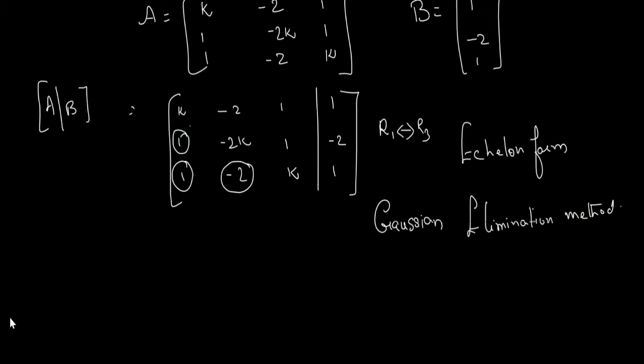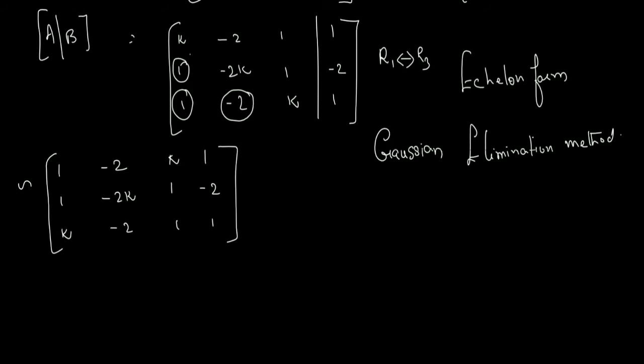When you interchange row 1 and row 3, the first row will become 1, minus 2, 1, 1, minus 2, 1. Second row we have not done anything, it is as it is. We kept the 1 as it is here, minus 2k, 1 and minus 2. Third row, the first row will become the third row: k, minus 2, 1 and 1. So we have to make this 0 now. This we have to make 0, this we have to make 0, and this also we have to make 0. Only then it will be in the echelon form.